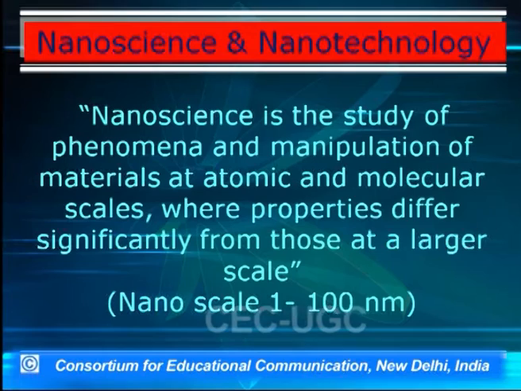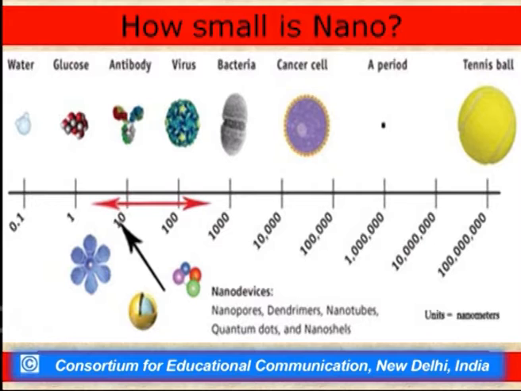So, it means any chemical species or any material, if the size of its constituent particles lies between 1 to 100 nanometers, is termed a nanomaterial. Having said this, now let us appreciate different aspects of this scale. If we look at the water molecule, the size of one water molecule is of the order of 0.1 nanometer. If we compare the size of a glucose molecule, we get to know that its size would be of the order of 1 nanometer.